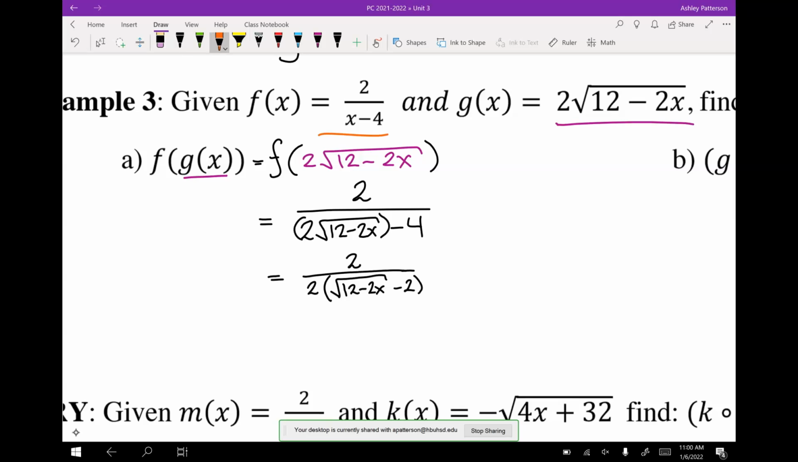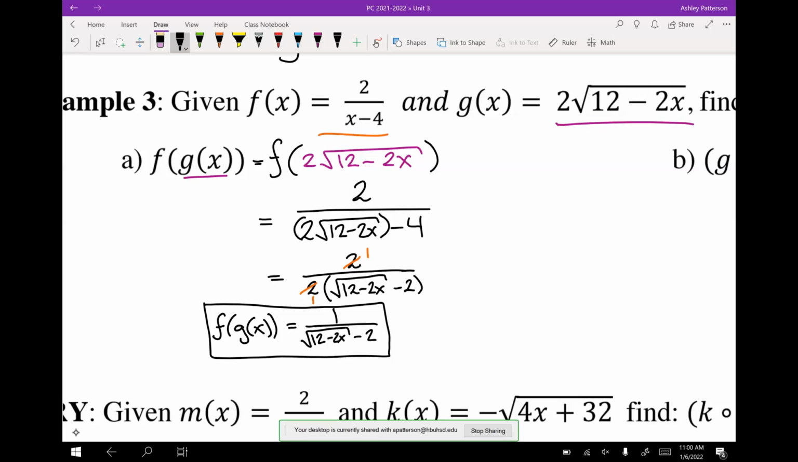All right, our 2's can simplify, and that leaves us with f of g of x being equal to 1 over the square root of 12 minus 2x minus 2. It's not pretty, and it's a little uncomfortable, but the directions didn't ask us to find a composed function that's pretty. It's okay if it's weird, or at least not common. Any questions on the composition piece? Nothing else we can simplify, so let's move on to the domain.